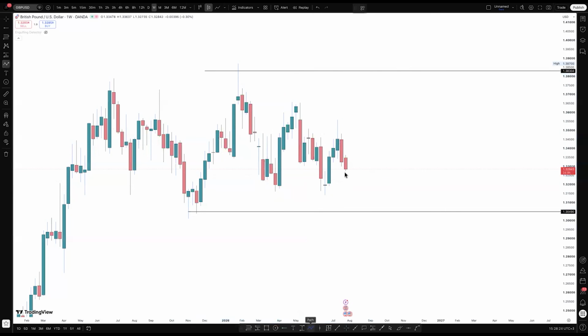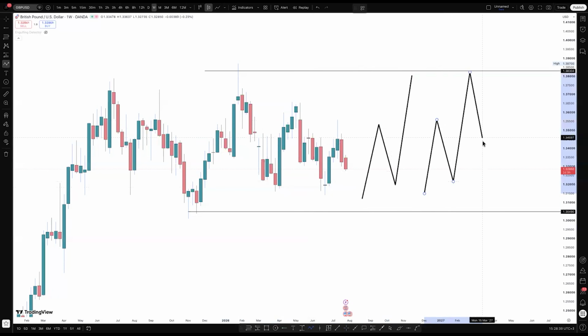We have 3 phases. The first one was the breakout phase for the weekly. The second one is the retracement phase or pullback phase formed by the weekly. The last one is the continuation phase, when price leaves the weekly level and price is heading back up. Let's assume it's leaving the weekly point of interest.